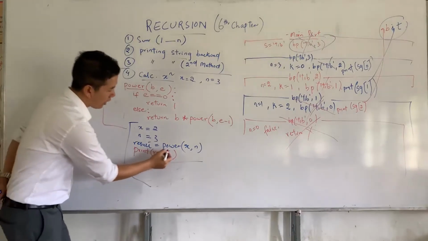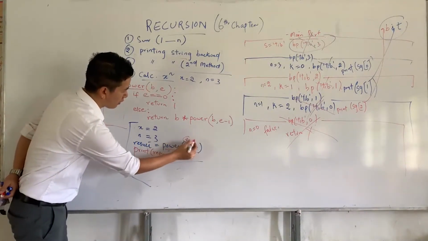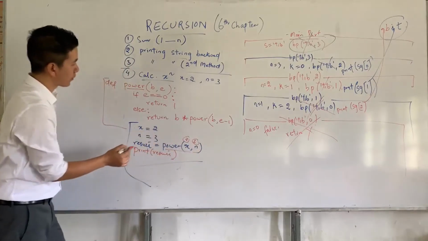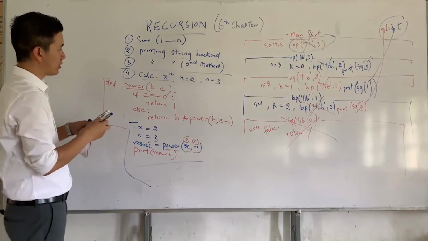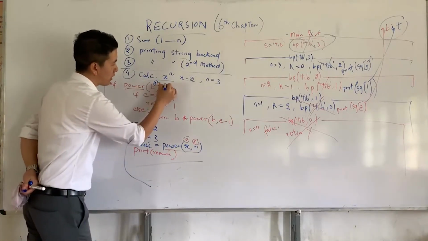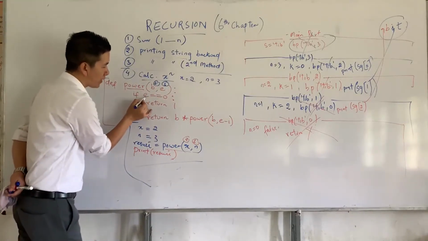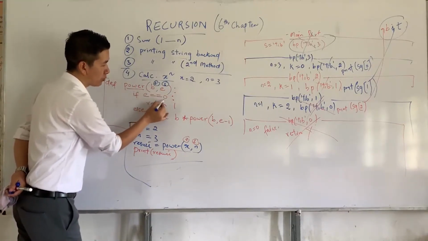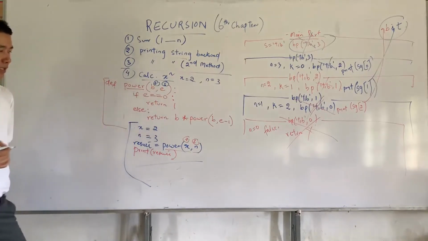Alright, so you have the function call, the value of x is 2, the value of n is 3. 2 will be received by b, and then you will have the value of e as 3. Alright, so the value of e is 3, the condition becomes false, and then the return statement will be executed.